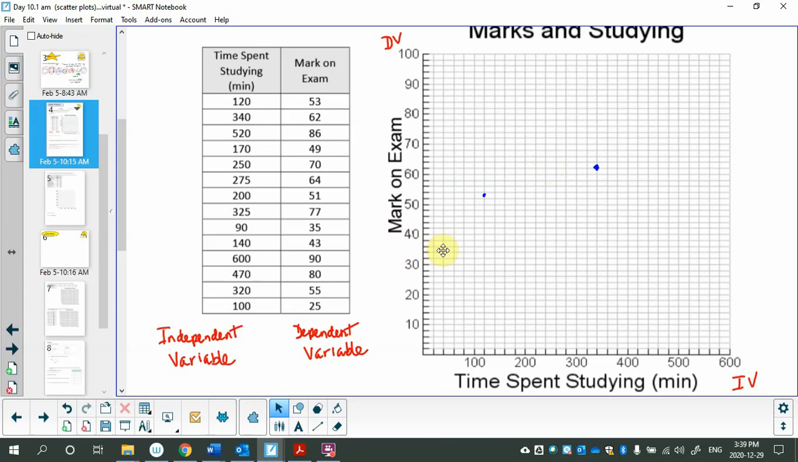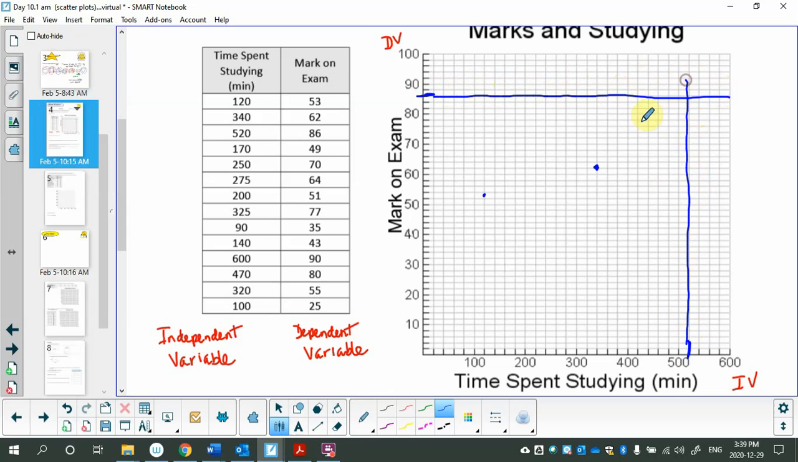I'll do a few more and then I'll pause and come back after I put on all the dots, because this is tricky for me to take care of without having the smartboard in front of me and following. So the next one is 520, which is here. Minutes studying, and 86, so here's 82, 84, 86 here. So I have to follow this across, and I have to follow this up, and I have to put a dot where they cross.